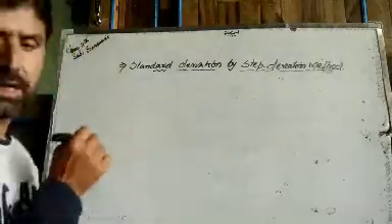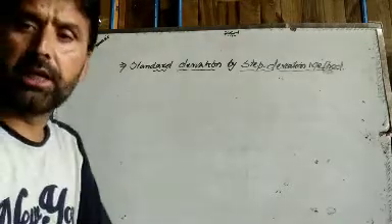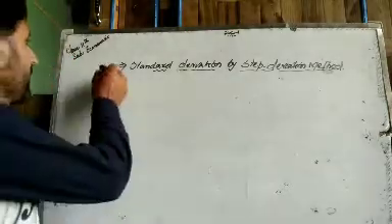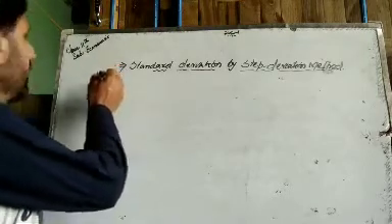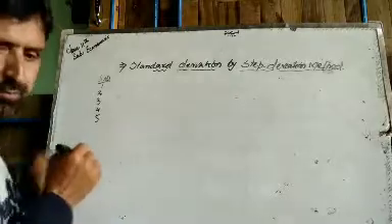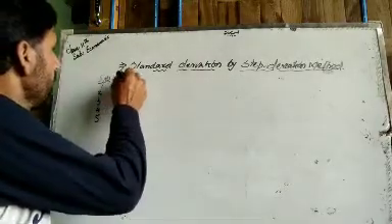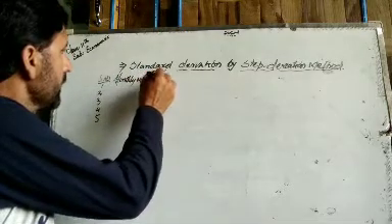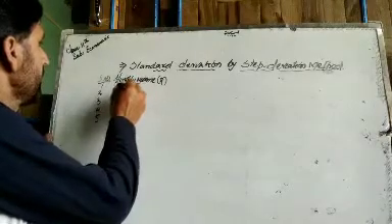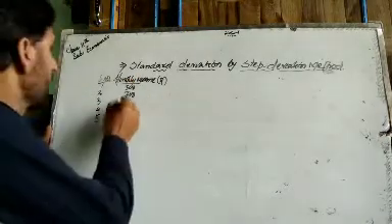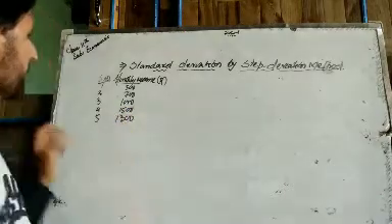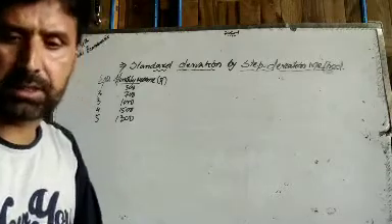Dear students, if you have this question that the monthly income of 5 persons is stated as below, the serial numbers are 1, 2, 3, 4 and 5, and the monthly income in rupees of these 5 persons is 500, 700, 1000, 1500 and 1300. These are the monthly incomes of these 5 persons.